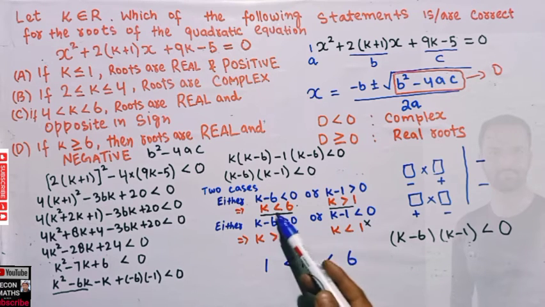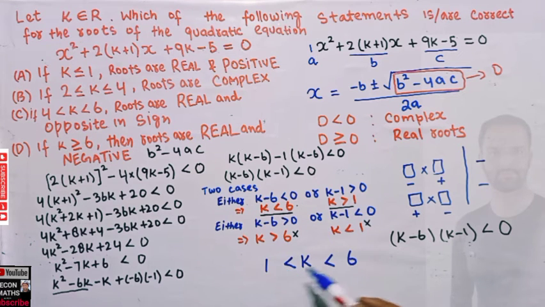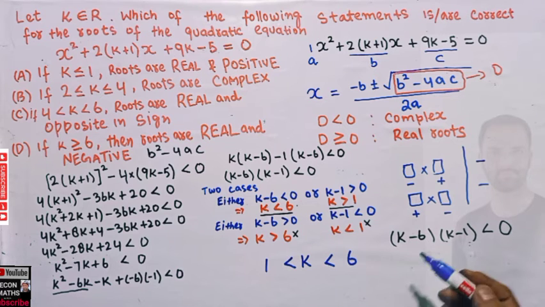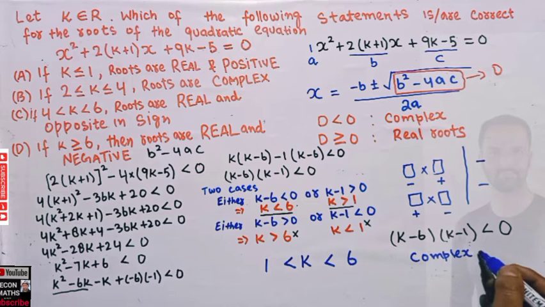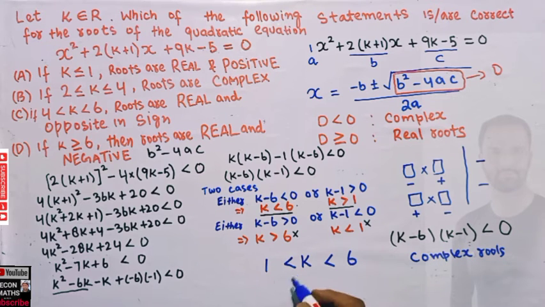Okay, this very thing I have written like this. When k is greater than 1 and less than 6, at that time we have complex roots, or this whole term becomes less than 0. I will write it here. This (k minus 6)(k minus 1) comes out to be less than 0. When we have these two terms less than 0, obviously we will have the complex roots at that very time.